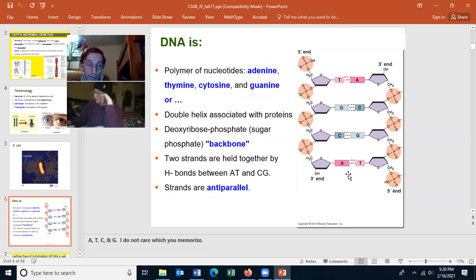You should also know the strands are anti-parallel, meaning one is going this way, the other is going, let me see if I stand up, maybe you can see it. One is going this way, one is going that way. Okay? Any questions about that?